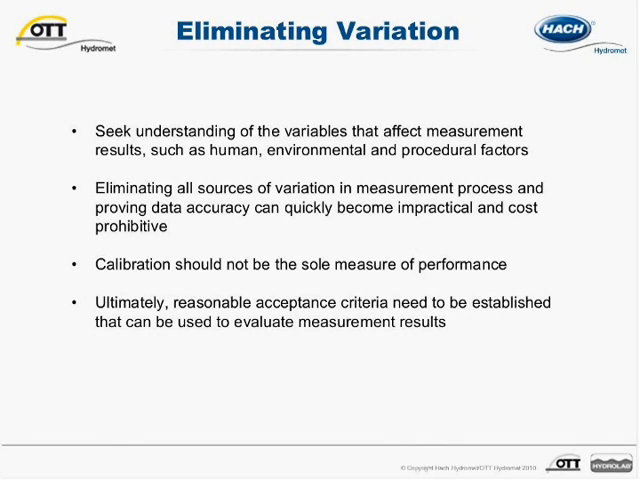Eliminating all sources of variation in the measurement process and outright proving data accuracy can quickly become impractical and cost prohibitive. For example, taking a grab sample from each sampling location to be analyzed by a third-party lab defeats the purpose of making measurements in situ with a field probe. On the other hand, relying solely on an instrument calibration may not be enough. Over time, evaluation of historic performance and past experiences will help users set up acceptance criteria that work for a particular monitoring program.